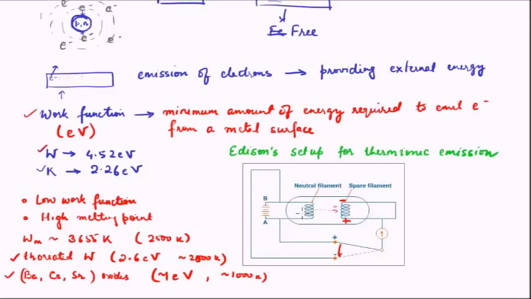Okay. After that we saw the properties which are required for a good thermionic emitter, and we saw a couple of examples of good thermionic emitters. Next class we will see what is a hot ray cathode tube.